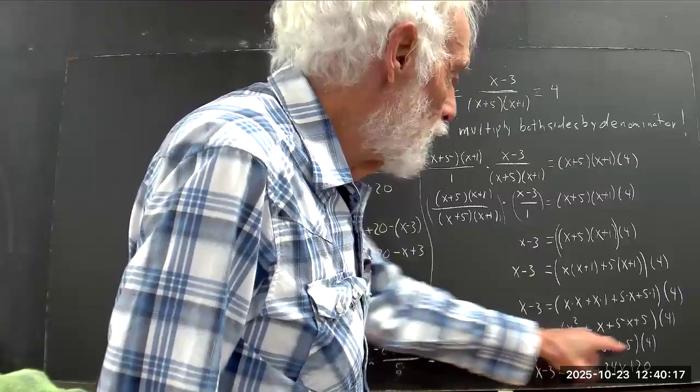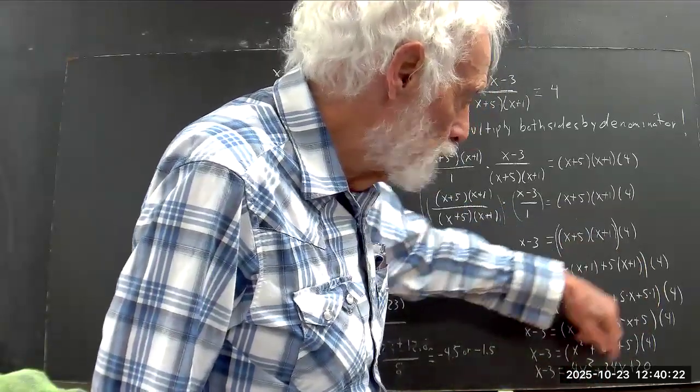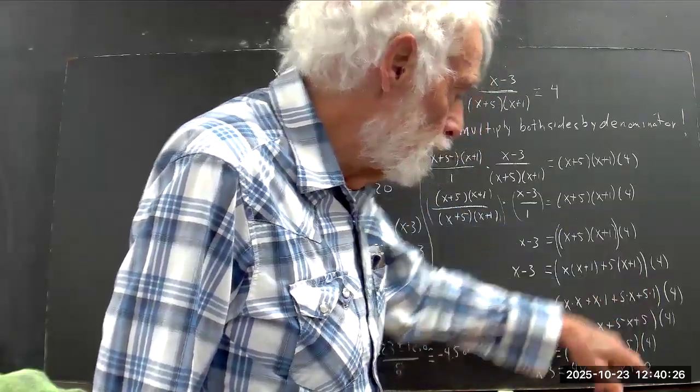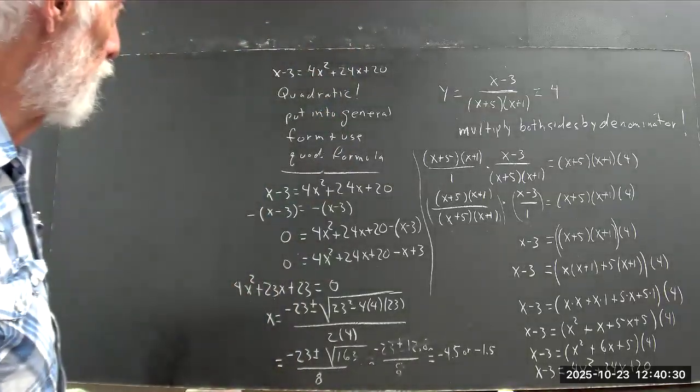We multiply all this by 4. So we get what? 4 times x squared gives us 4x squared. 4 times 6x gives us 24x. 4 times 5 gives us 20. It's a straightforward step. Then I rewrite the whole thing up here.